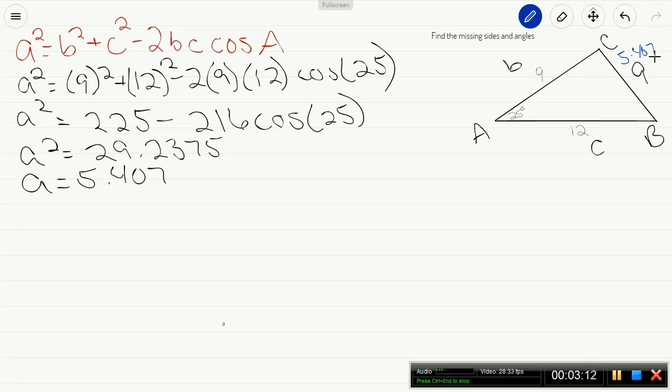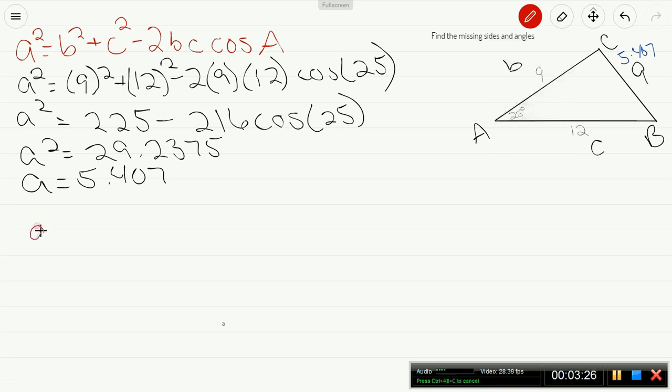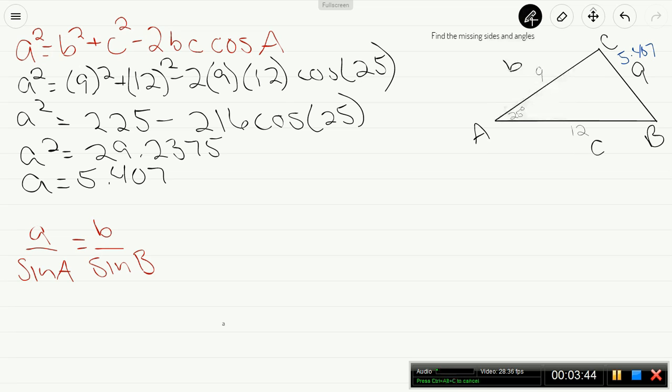All right, so now that we have all the sides and we have one angle, we're able to use the law of sines. In this scenario, the law of sines I'm going to use is side A over sine A equals B over sine B. So we can go ahead and plug that in. A, we have 5.407 over sine 25 equals 9 over sine B.